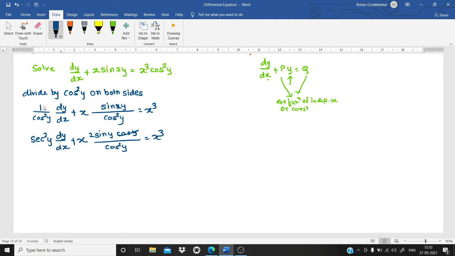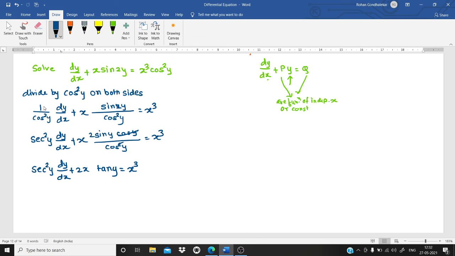One cos y from the numerator and one cos y from the denominator get cancelled. Sin y upon cos y becomes tan y. So this is sec square y into dy by dx plus 2x into tan y is equal to x cube.